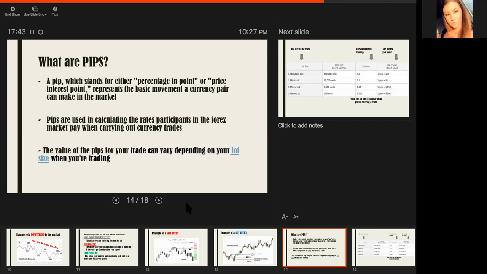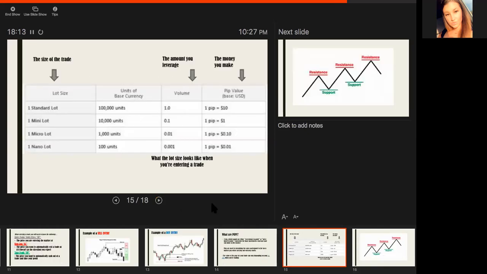Thank you. Okay. So the pips are basically what we use in calculating the rates when trading. So the value of pips for your trade can vary depending on your lot size when you're trading. So a pip is basically how we measure the price. So let me show you this.